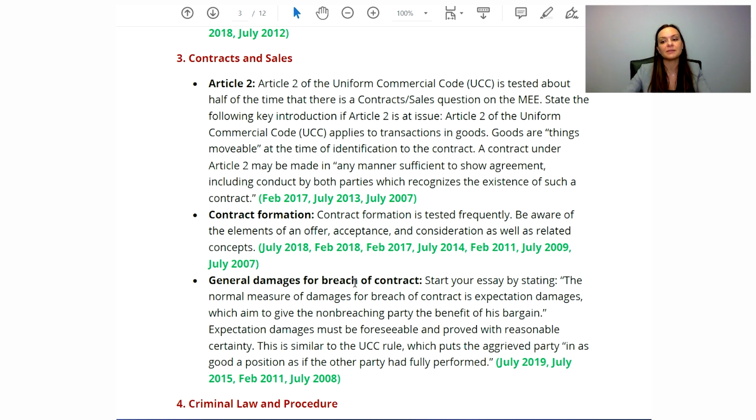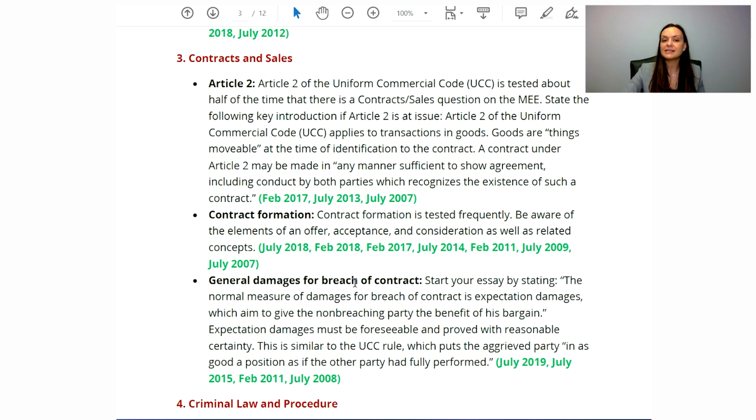A transaction simply means sales, and goods means something that is movable at the time of contracting. When it comes to contract formation, which we know, of course, is a topic they like to test, please remember they're not going to just test these basic elements. They're not just going to be asking if there's an offer or acceptance and consideration, kind of generally speaking. What they're usually testing is some of the nuances of these contract formation requirements.